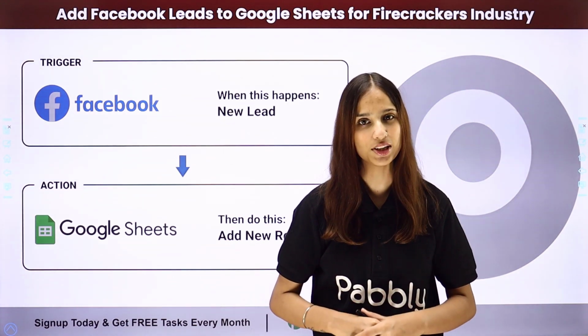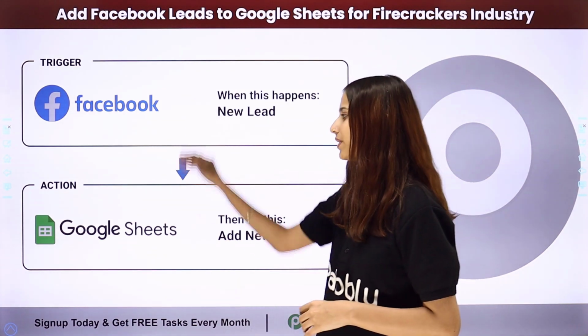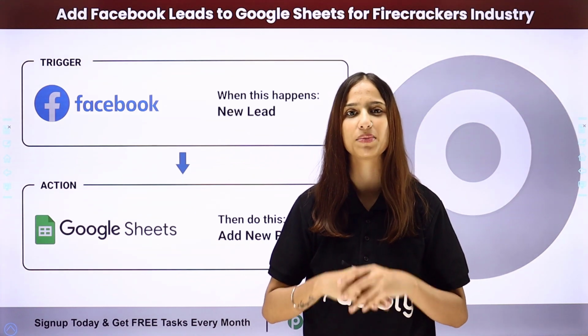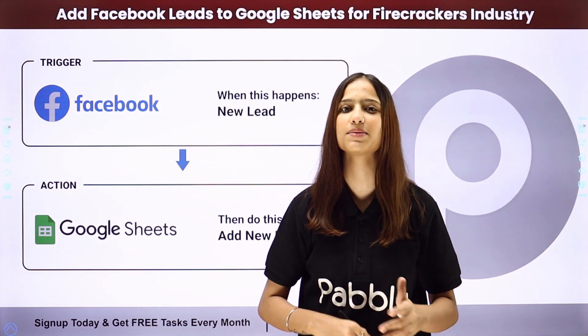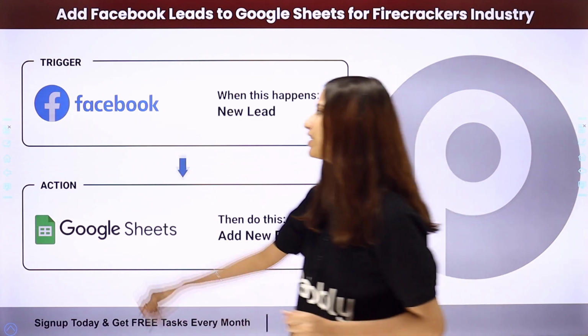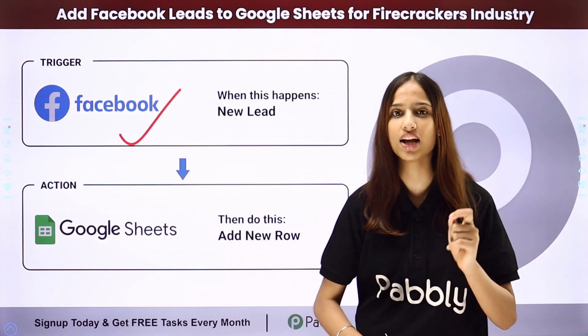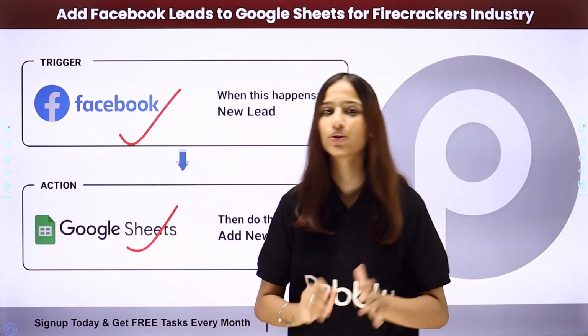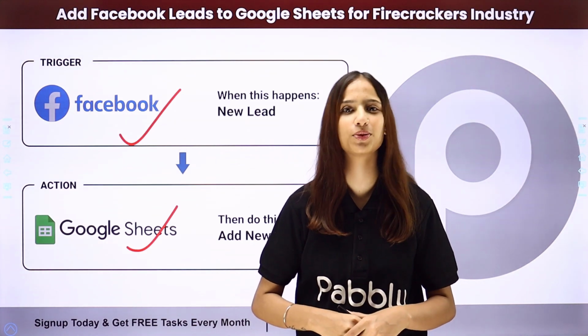Now to do this, I need to build an integration between these two applications, for which I can use this amazing integration and automation software that is Pabbly Connect, where my trigger application will be Facebook and my action application will be Google Sheets. So to learn more about this integration, follow me through the screen.